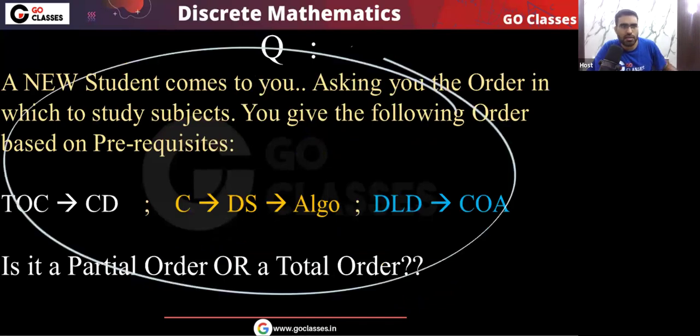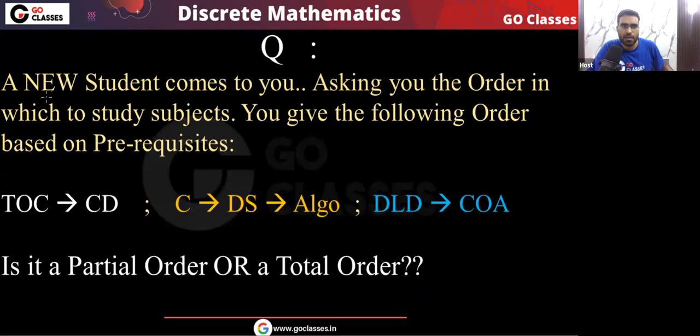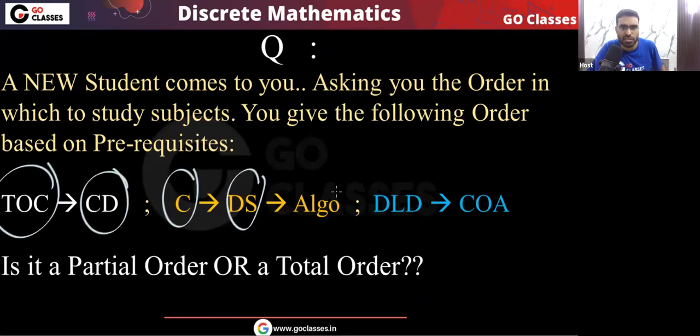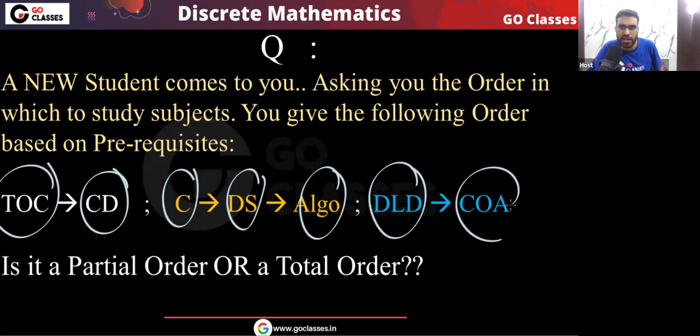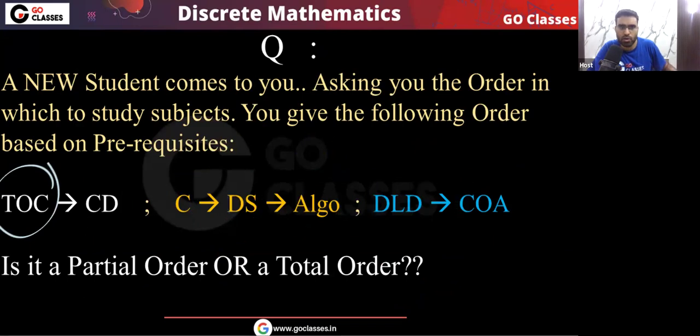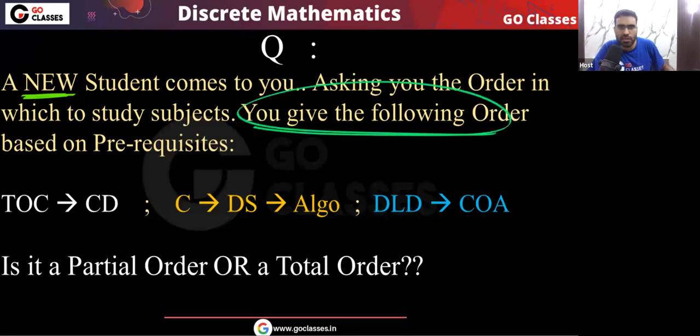Let's see this real life scenario. Let's assume there is a new student. The new student comes to you and is asking you the order in which to study these subjects. There are some subjects like theory of computation, compiler design, C language, data structure, algorithm, digital logic design, and computer organization. So these are the subjects. Now you are giving the following order.